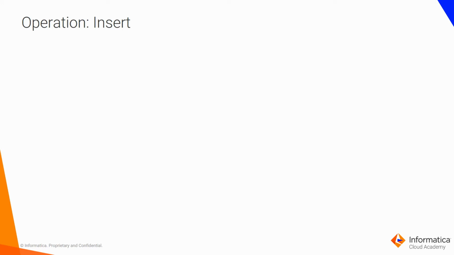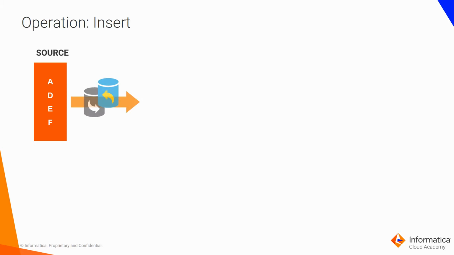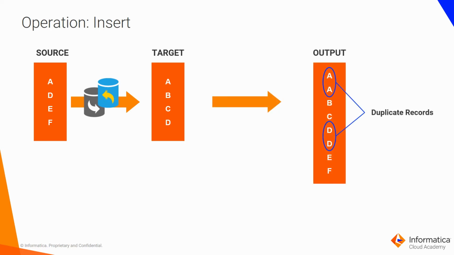So just to give you a visual of an insert scenario, you have a source with records A, D, E, and F. You can run a data synchronization task with an insert operation on a target that contains the records A, B, C, and D. The end result is that duplicate records are created for records A and D in the target, since they already existed there. With the insert operation, they are just going to be inserted again.